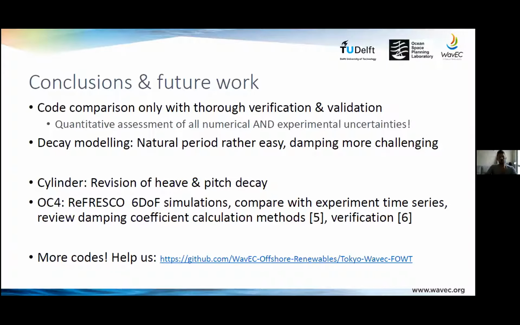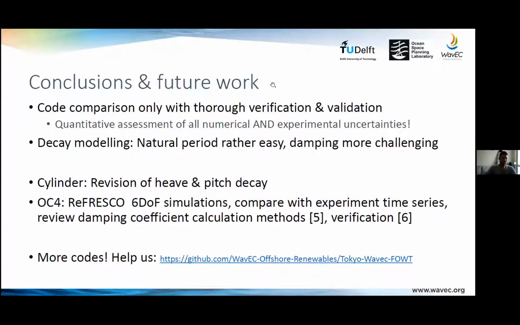What to remember so far? Code comparison is not a very easy task, and it should always be accompanied with a thorough verification and validation study to reduce the numerical uncertainties. But it would also, of course, be necessary to include the experimental uncertainties, which here were not even known in this exercise. Usually all this has to be assessed and quantified to be able to assess the accuracy and the confidence that you have in your results.